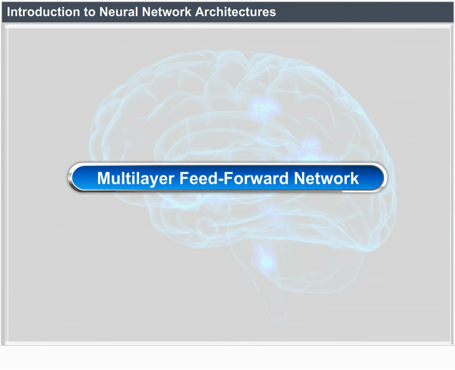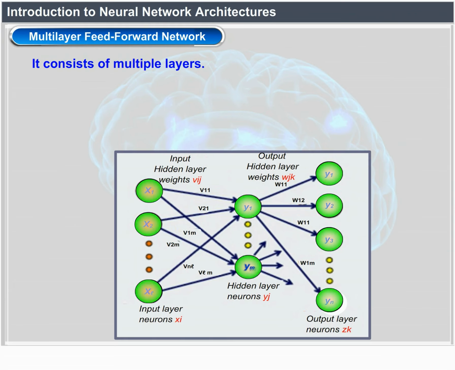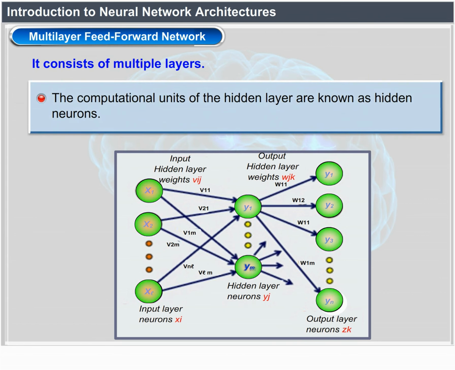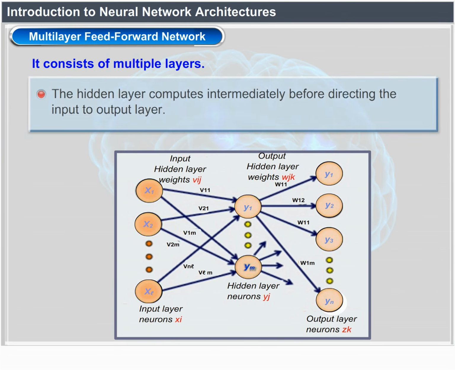Multi-layer feed-forward network. It consists of multiple layers. The architecture of this class of network, besides having the input and output layers, also has one or more intermediary layers called hidden layers. The computational units of the hidden layer are also known as hidden neurons. The hidden layer does intermediate computation before directing the input to the output layer. A multi-layer feed-forward network is shown in the below picture.